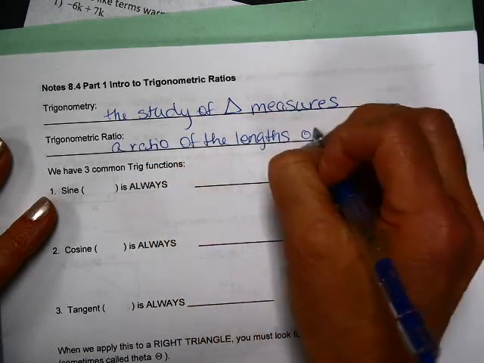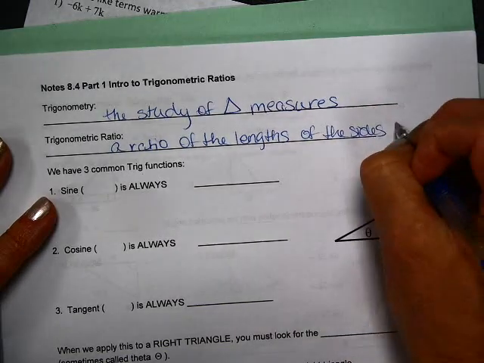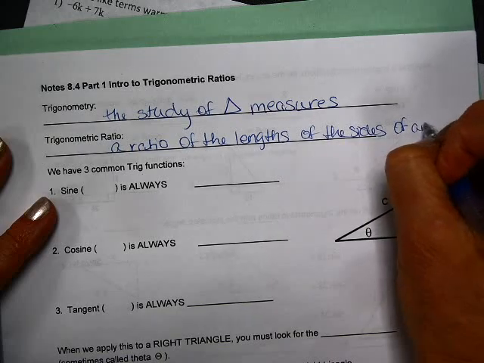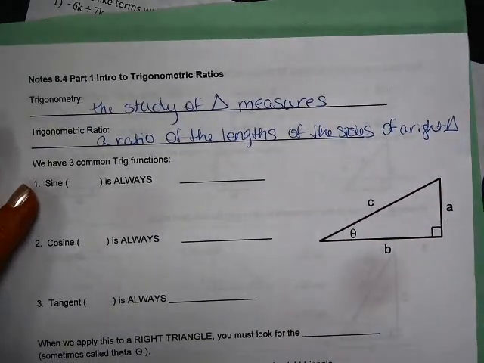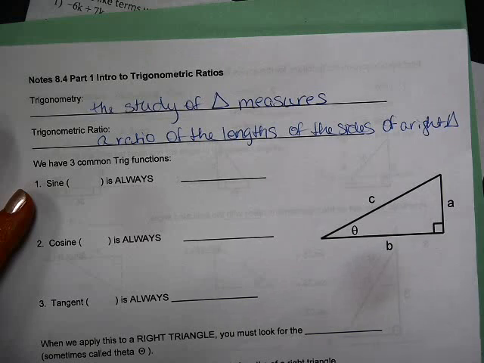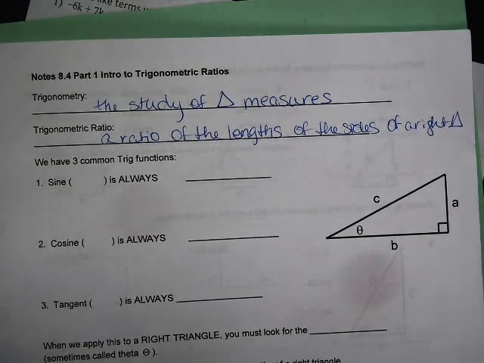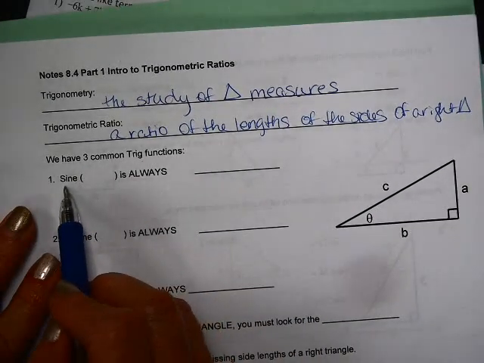And then your trigonometric ratio is a ratio of the lengths of the sides of a right triangle. A ratio of the lengths of the sides of a right triangle.